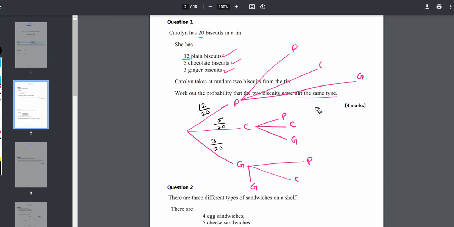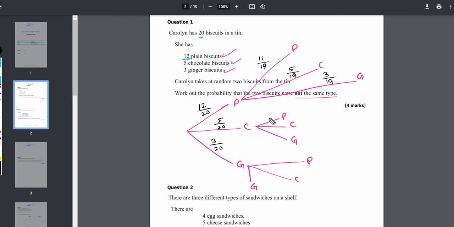So our total outcomes in this case will be 19. Now in the second attempt, the probability of the plain biscuit will be, because one plain biscuit has already been chosen, the remaining plain biscuits will be 11, and the total biscuits will be 19. So it will be 11 over 19. For the chocolate, there are 5 chocolate biscuits and the total are 19. For the ginger, there are 3 and the total are 19.